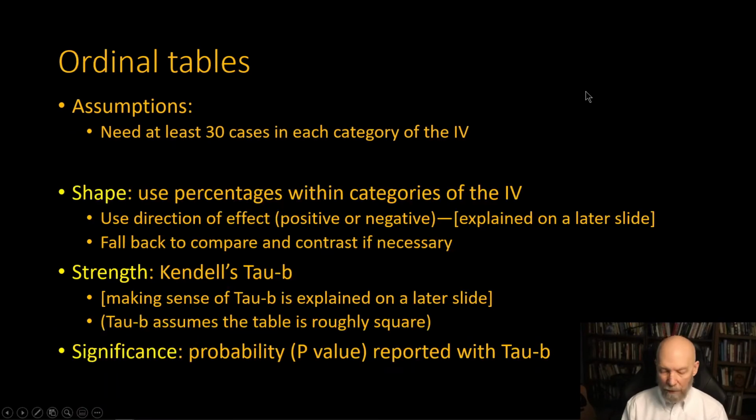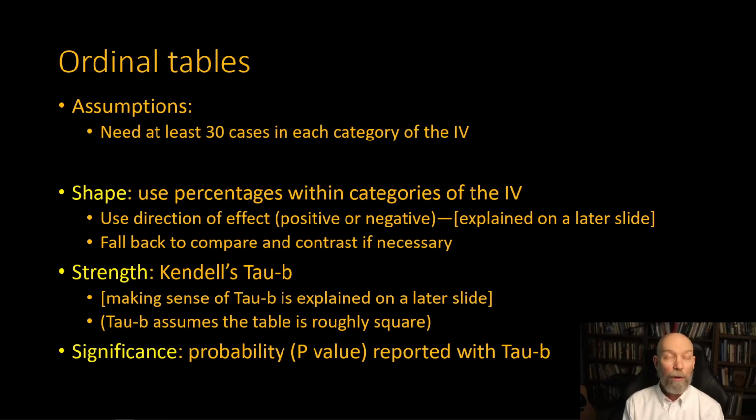Now to look at ordinal tables, you do still have the assumption that you need at least 30 cases in each category of the independent variable. However, the continuity assumption that was in the nominal table that was underlying the tool chi-square isn't as important in this case. Now you still look for shape using the percentages within categories of the independent variable, but now instead of simply doing compare and contrast, you tend to do direction of effect, positive or negative. And I'm going to talk about that on a later slide, but even more, I talked about direction of effect. I'm going to talk about it really more in later live analysis, but it was discussed in the shape, strength, significance video.